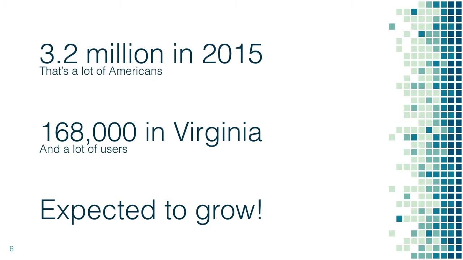According to a study in 2015, there are 3.2 million Americans who are visually impaired. Now, this number is set to rise to 8 million by 2050, and there are 168,000 people in the state of Virginia alone who are affected by blindness.